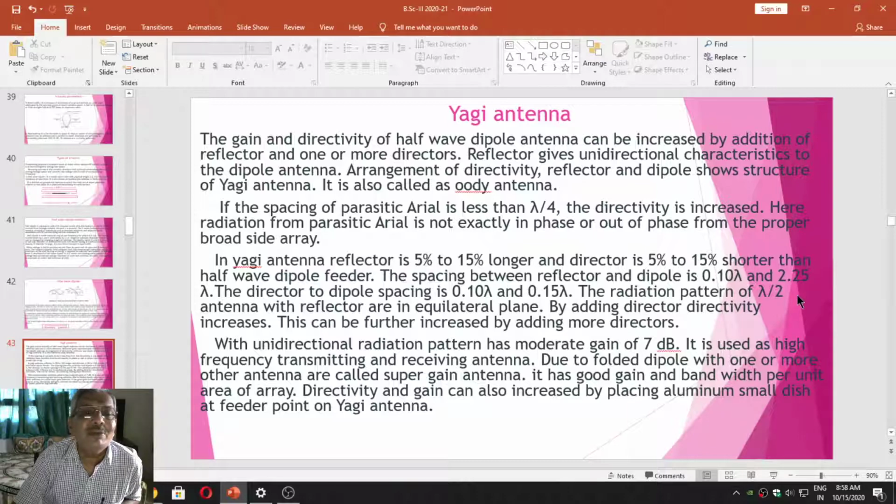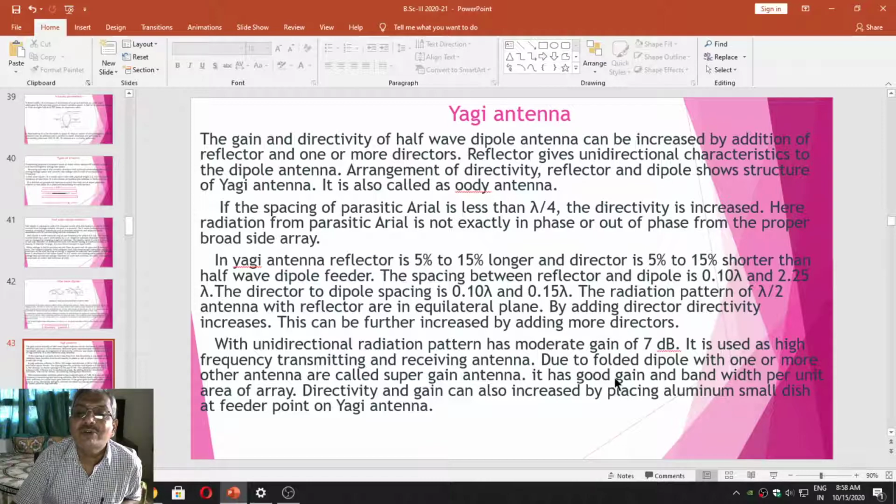The radiation pattern of a lambda by 2 antenna with reflector is in the equatorial plane. By adding a director, directivity increases. This can be further increased by adding more directors. With a unidirectional radiation pattern, it has a moderate gain of 7 decibels. It is used as a high frequency transmitting and receiving antenna. A folded dipole with one or more other elements connected is called a super gain antenna.